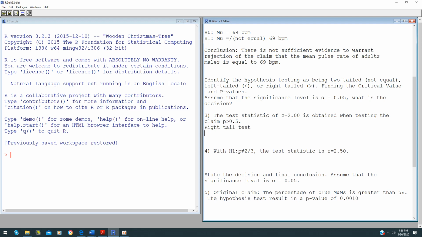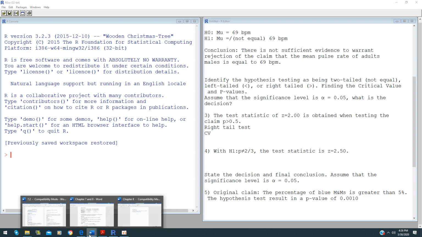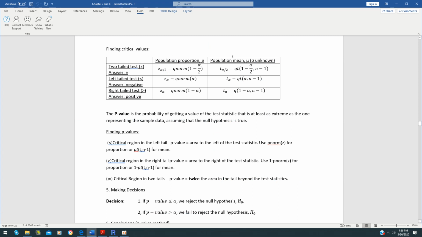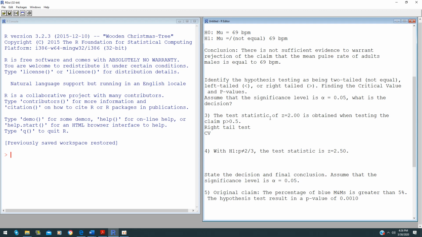In order for us to find the critical value, you have to refer back to the table here. This is how you figure out the critical value: two-tailed, left-tailed, or right-tailed, and is it proportion or mean? Based on this question, we know this is a right-tailed test, and it is a proportion. How do we know it's a proportion? Because the claim is using p instead of mu.